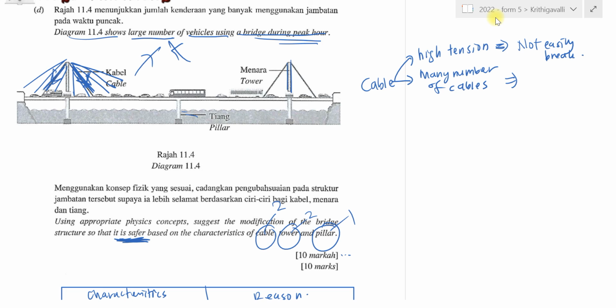Why? You can tell a lot of reasons why we need to put many cables: to increase the equilibrium or withstand more force or load. Withstand, boleh support more vehicles, withstand more force, or increase the equilibrium. Okay, third thing, the cable, another one. Cable must be high tension, many number of cables.